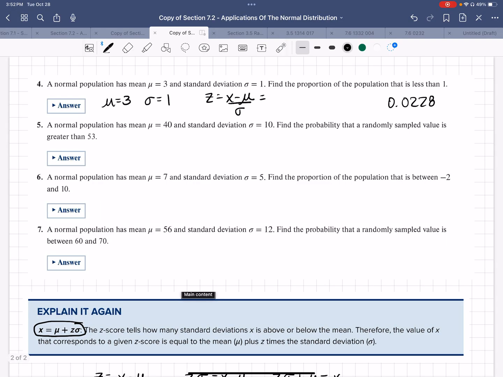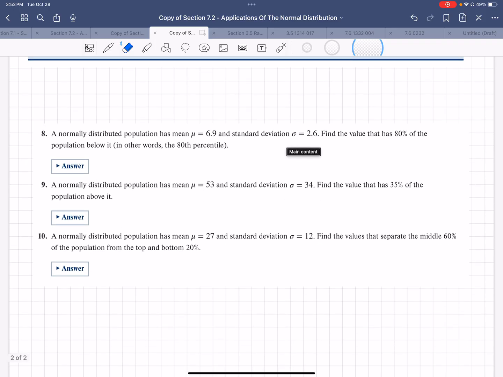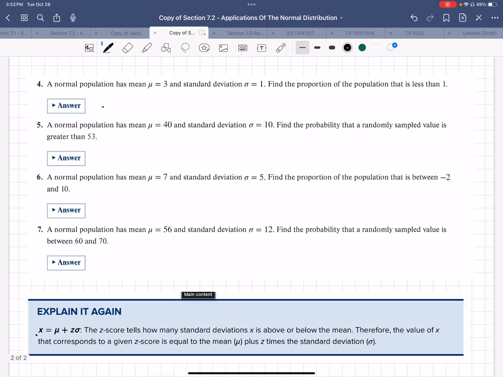All right, number 4. Let me erase this, which was from last night. I'm going to erase these because I'm going to reteach all of these also. On number 4, a normal population has a mean of 3, so mu equals 3, and a standard deviation of 1, so sigma is 1. Find the proportion of the population that is less than 1.